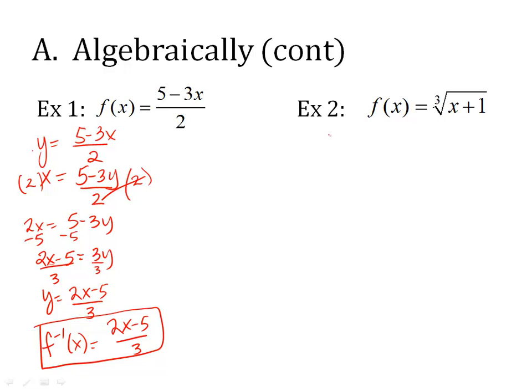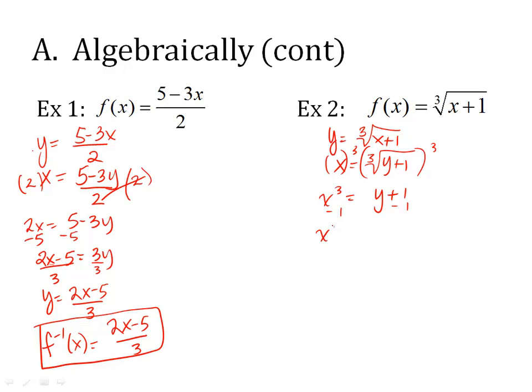Second one, following the same steps, I'm going to replace f of x with y equals the cube root of x plus 1. The next step is to switch x and y. So x now equals the cube root of y plus 1. Now I need to solve it for y. In order to undo the cube root, I have to cube both sides of the equation. So I have x cubed equals, when I cube the cube root, whatever's underneath just comes out. Now I solve for y by subtracting 1. So x cubed minus 1 is now y.